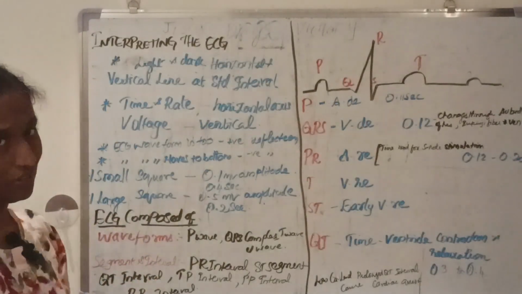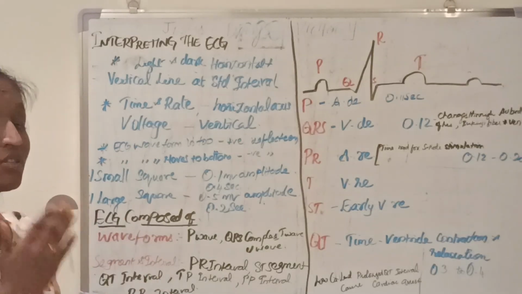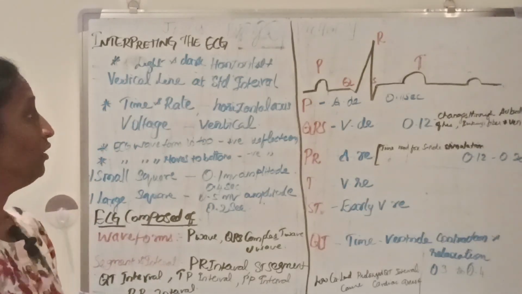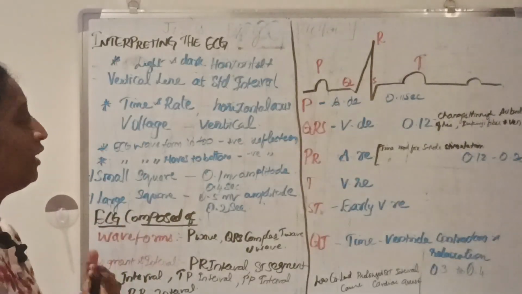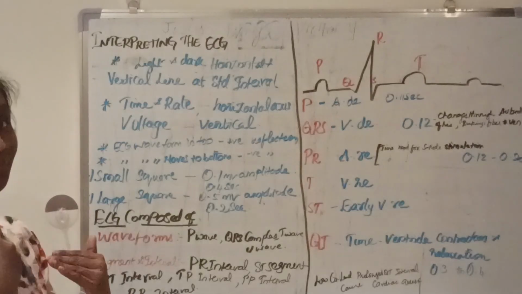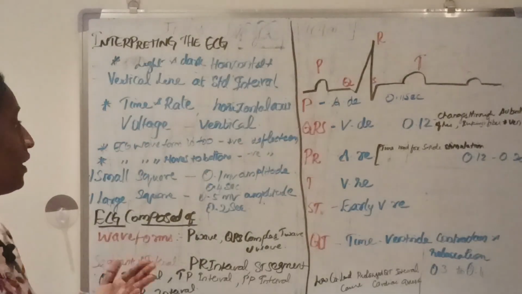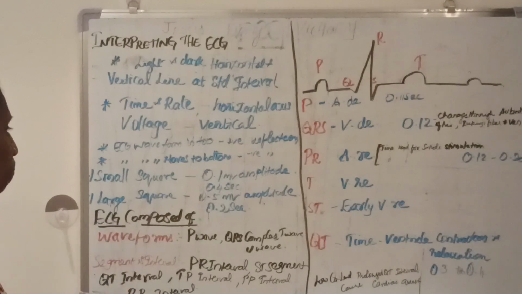Under that, in the ECG strip we have light and dark horizontal and vertical lines in a standard interval. With the horizontal axis we can identify the time and rate. In the vertical axis we can identify the voltage.